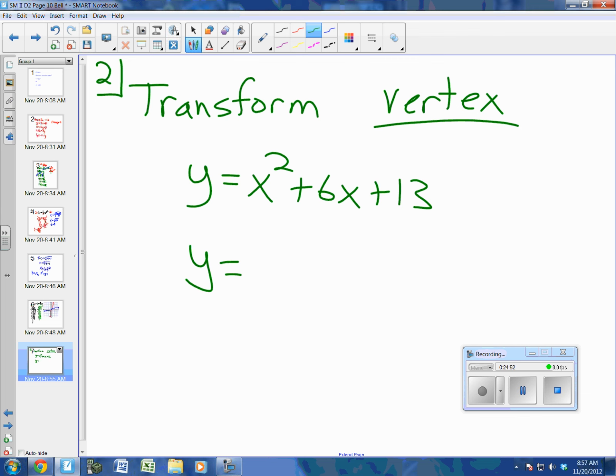So, you guys remember, we have to complete the square. Remember, to complete the square, I group the first two terms like that, and I leave a space to complete the square. What number do I put in that space? Where do you get that from?